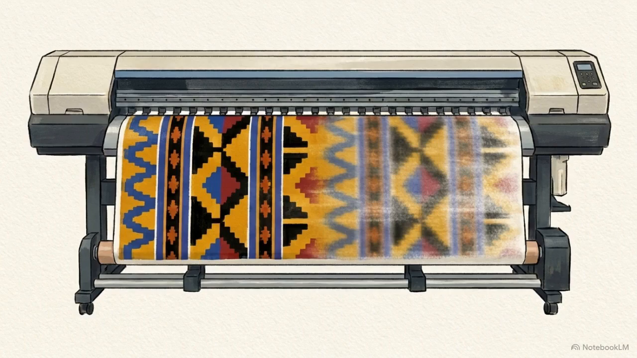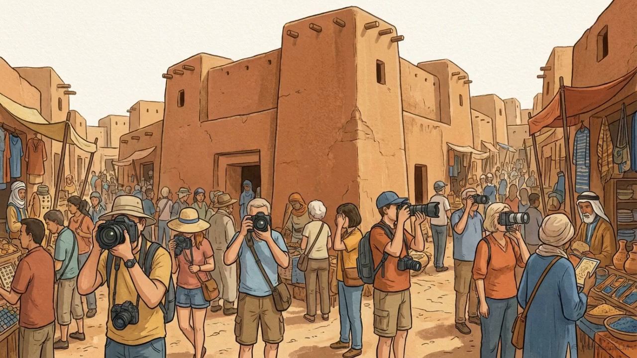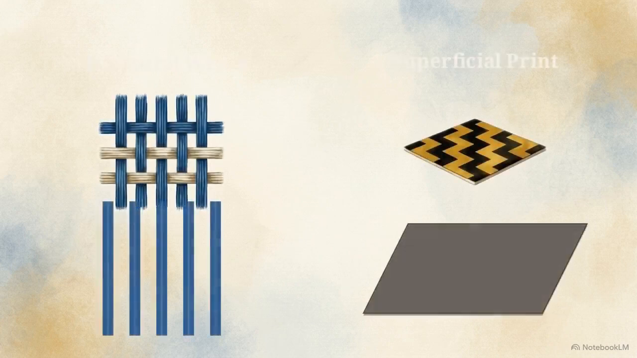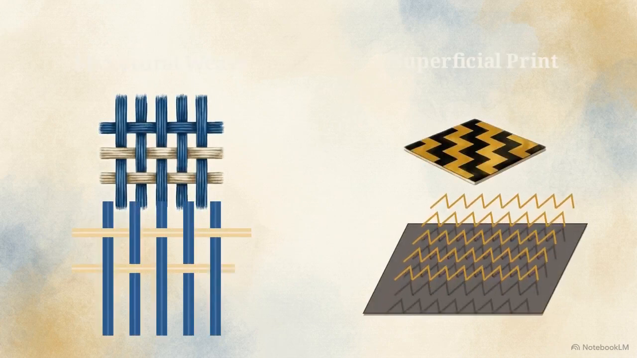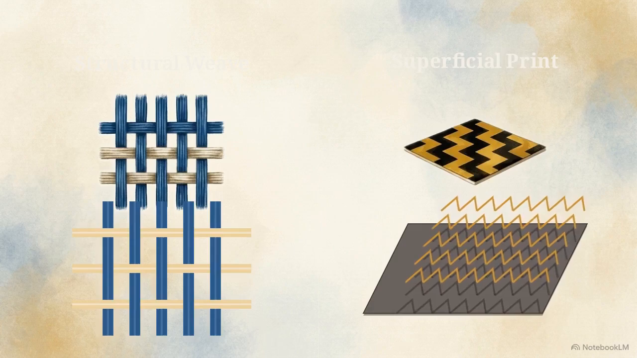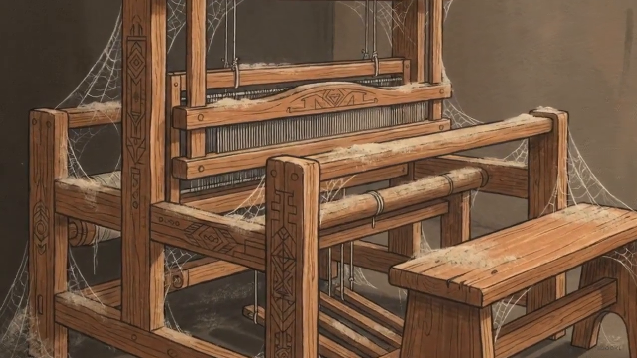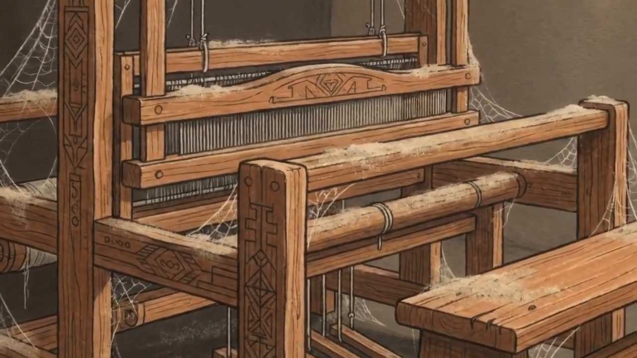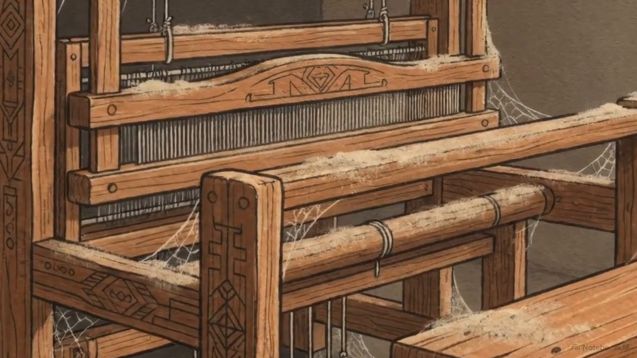Kente is displaced by cheap, machine-printed replicas, while Dogon social structures are fracturing under the pressures of tourism and regional conflict. A machine-printed pattern mimics the look of kente, but it bypasses the weave's physical logic. Without the physical labor of the loom, the cultural information tied to the pattern is severed from the object.